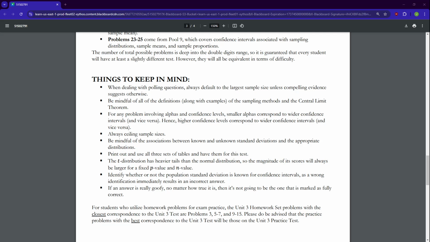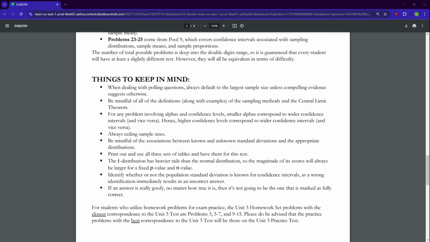Because it's wider, in order to get the same confidence level, say some p-value, for some given sample size, the n value, we're going to have a larger t-score compared to the same z-score. Because again, more uncertainty, heavier tails, wider distribution. And therefore, if you incorrectly identify whether or not you know the population standard deviation for a given problem, the whole thing's going to be wrong, and that'll be wrong right out of the gate. So ensure that you very carefully identify whether or not you know the standard deviation for a given problem.